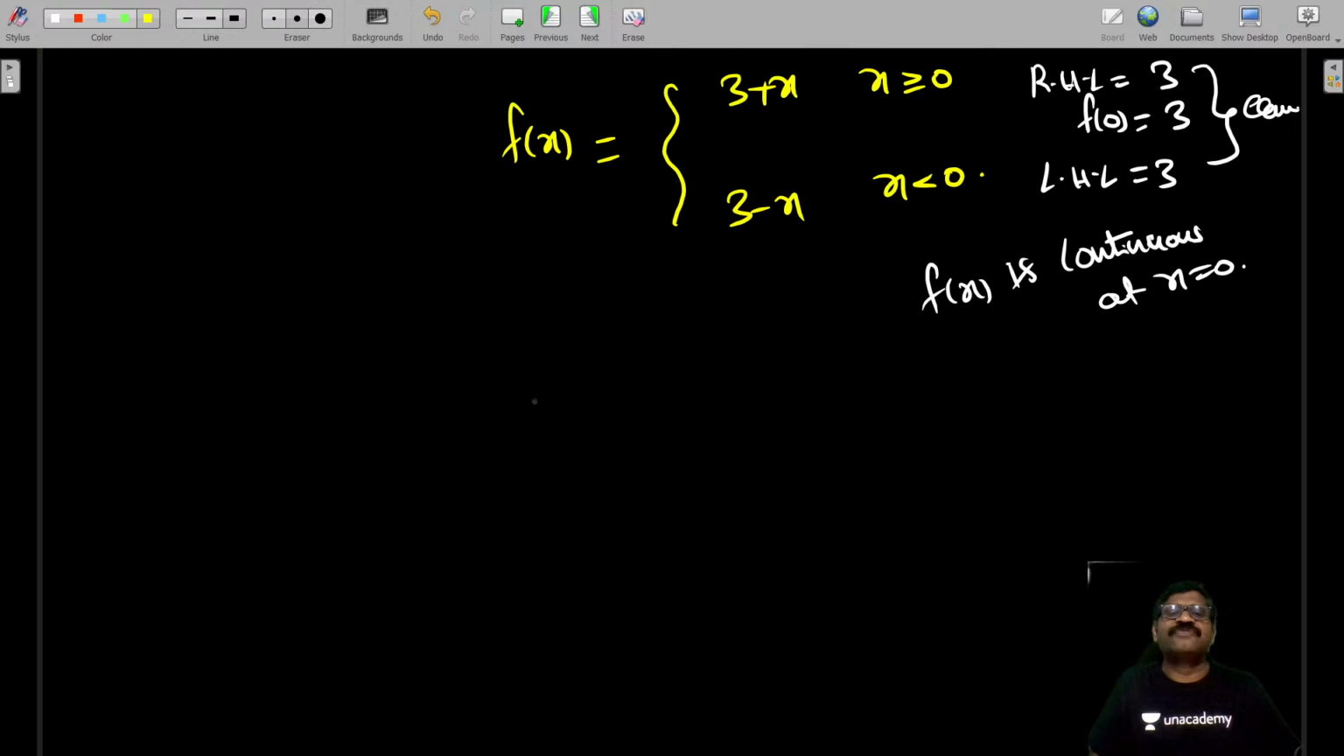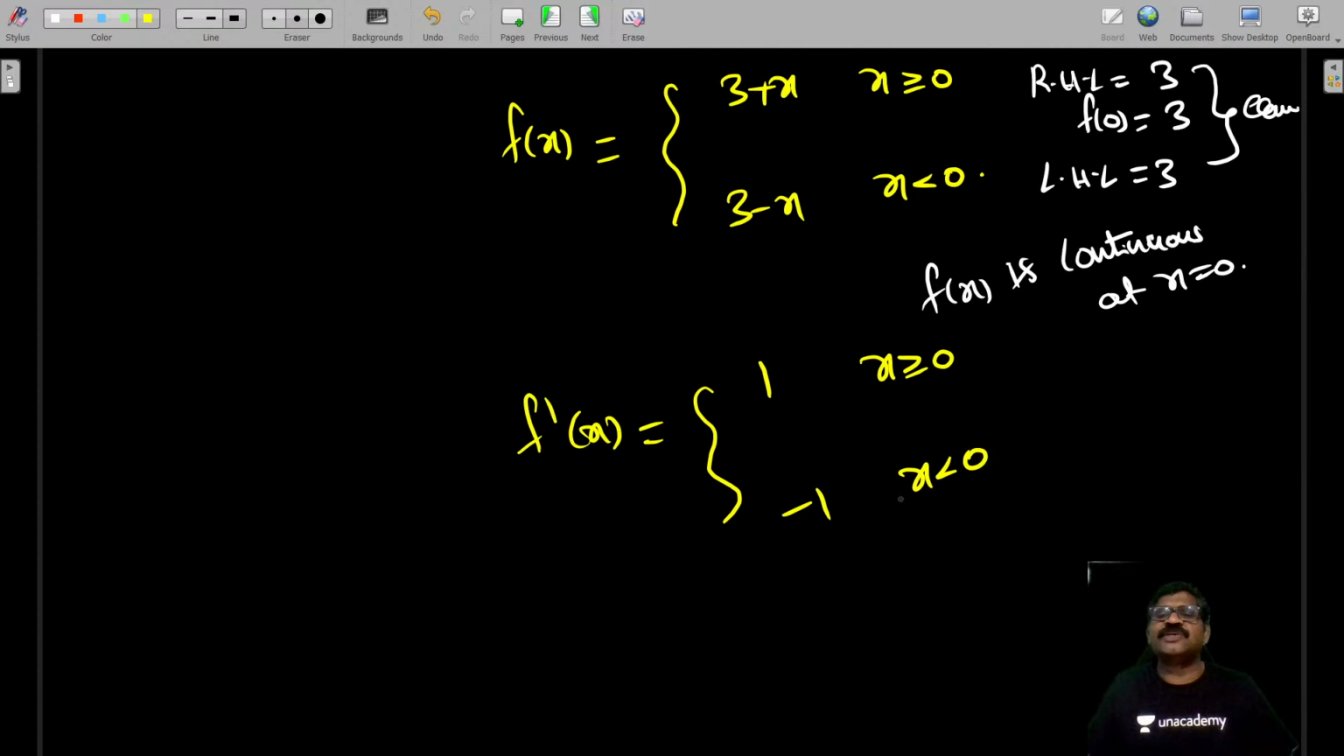Now, f dash x is differentiation of 3 plus x, 1. Differentiation of 3 minus x, minus 1. For x greater than or equal to 0, and x less than 0. Here, left hand derivative is minus 1. Right hand derivative is plus 1. Left hand derivative is not equal to right hand derivative.